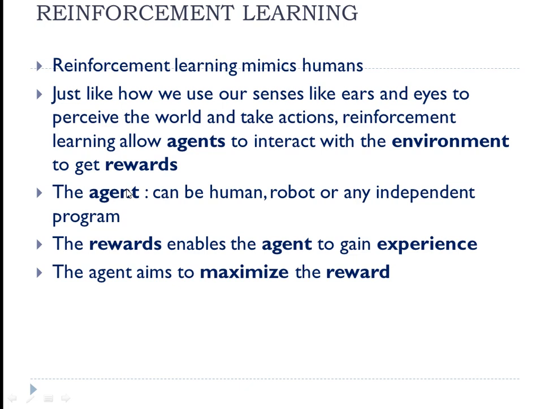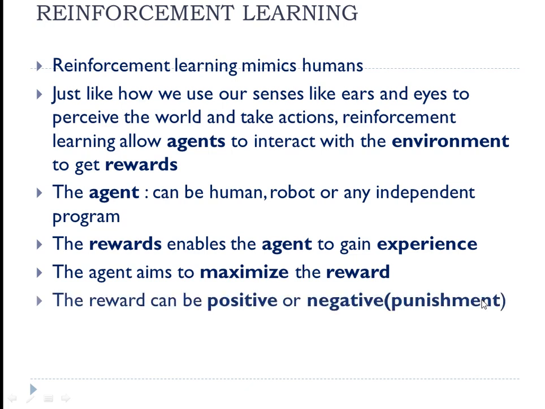So the agent is your program. Reward is what you get after the program has executed. The rewards can be positive or negative. The rewards help the agent, or your program, to gain experience. Based upon the experience, it will learn again. Suppose it's got a negative reward, it will learn again. So basically the goal is that the agent has to maximize the positive rewards. As I told you, positive rewards or negative punishment.